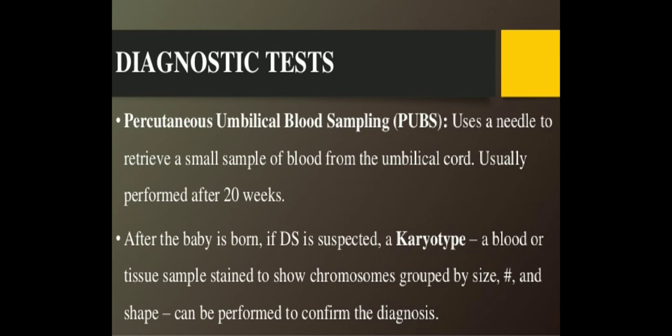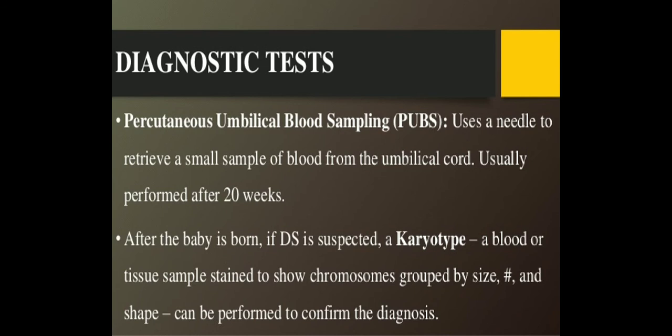Another invasive procedure is percutaneous umbilical blood sampling or cordocentesis. Here the physician uses a needle to retrieve a small sample of blood from the umbilical cord, and it is usually performed after 20 weeks. That blood and cells will be analyzed for the presence of chromosomal abnormality.